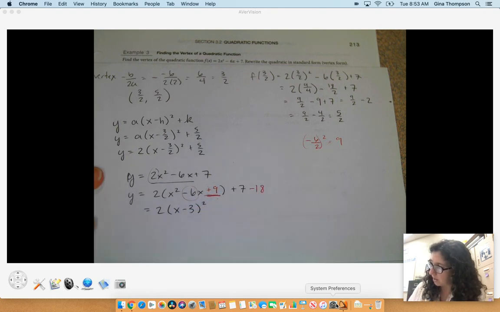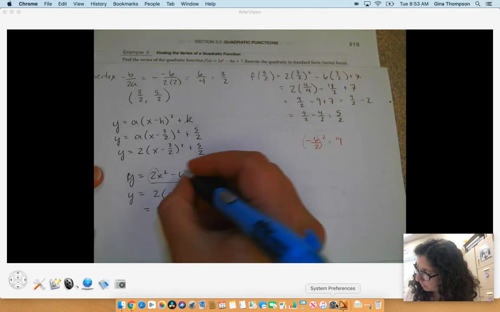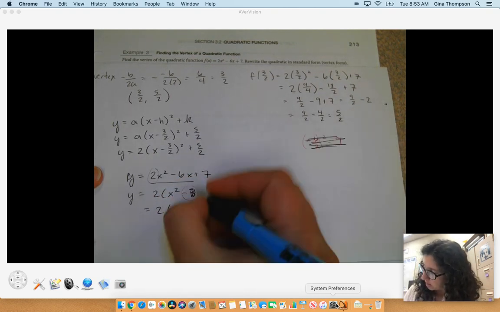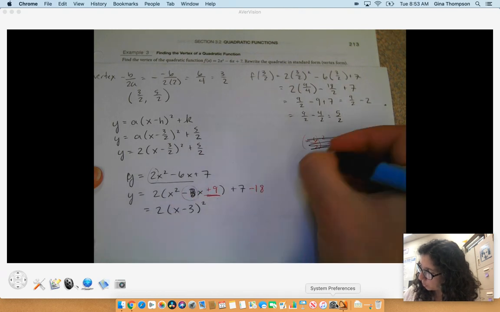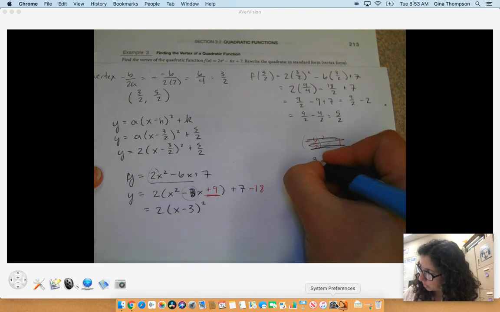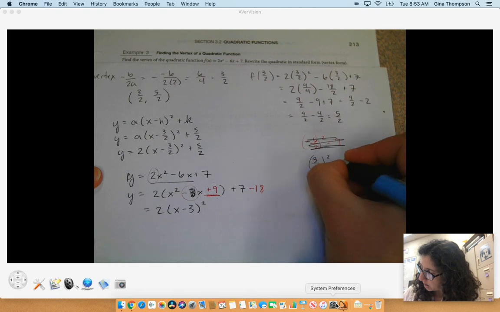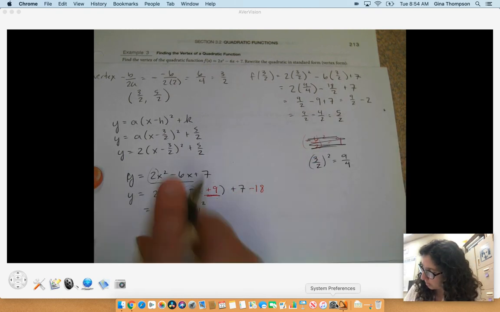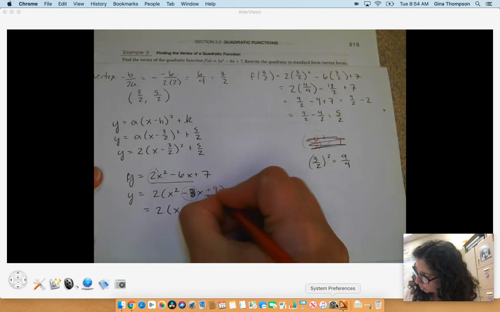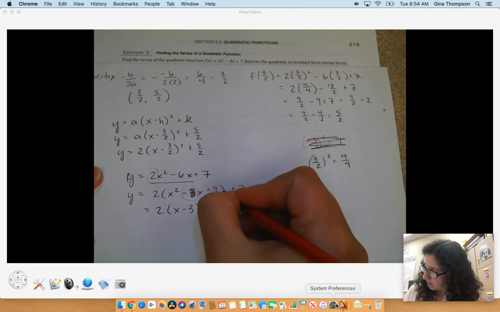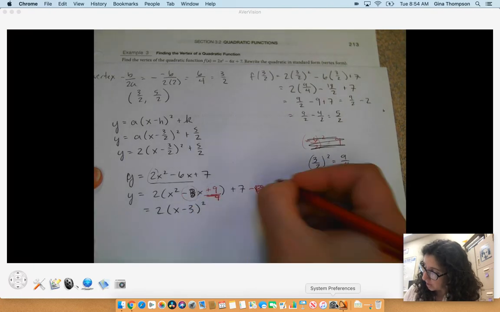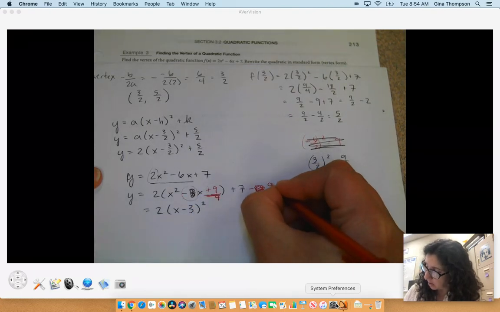Oh, I totally messed this up. When I factored this 2 out, this was supposed to be a 3. So when I divide it by 2 and square it, 3 divided by 2 squared is 9/4, right? So it's not 9, it's 9/4. And I've really added, what, 9/2. So I need to subtract 9/2. I'm sorry, I messed that up.